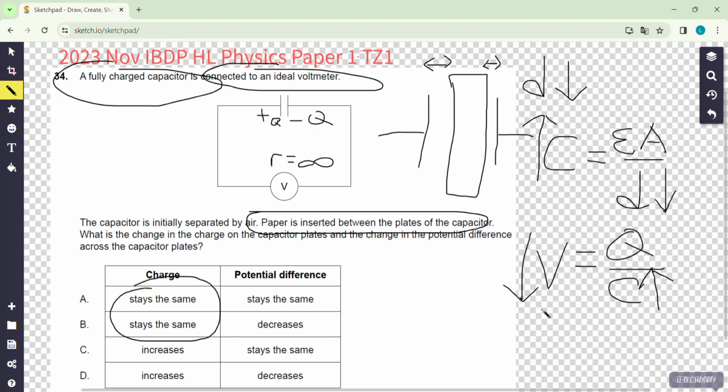So what's the answer? Got it. Well done. The answer is B.